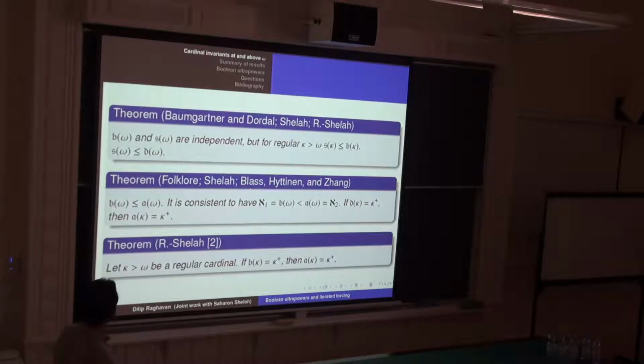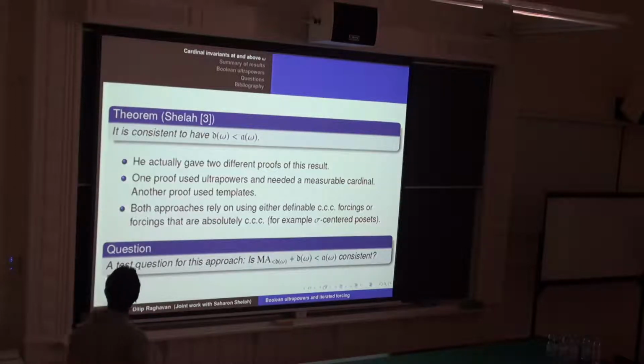So it's interesting that in both of these results, omega is sort of the oddball, right? For all the uncountable regular cardinals, you get a ZFC theorem. But for omega, you get an independence result, which is what you might not expect, I don't know. Okay, so now we move to D and A.